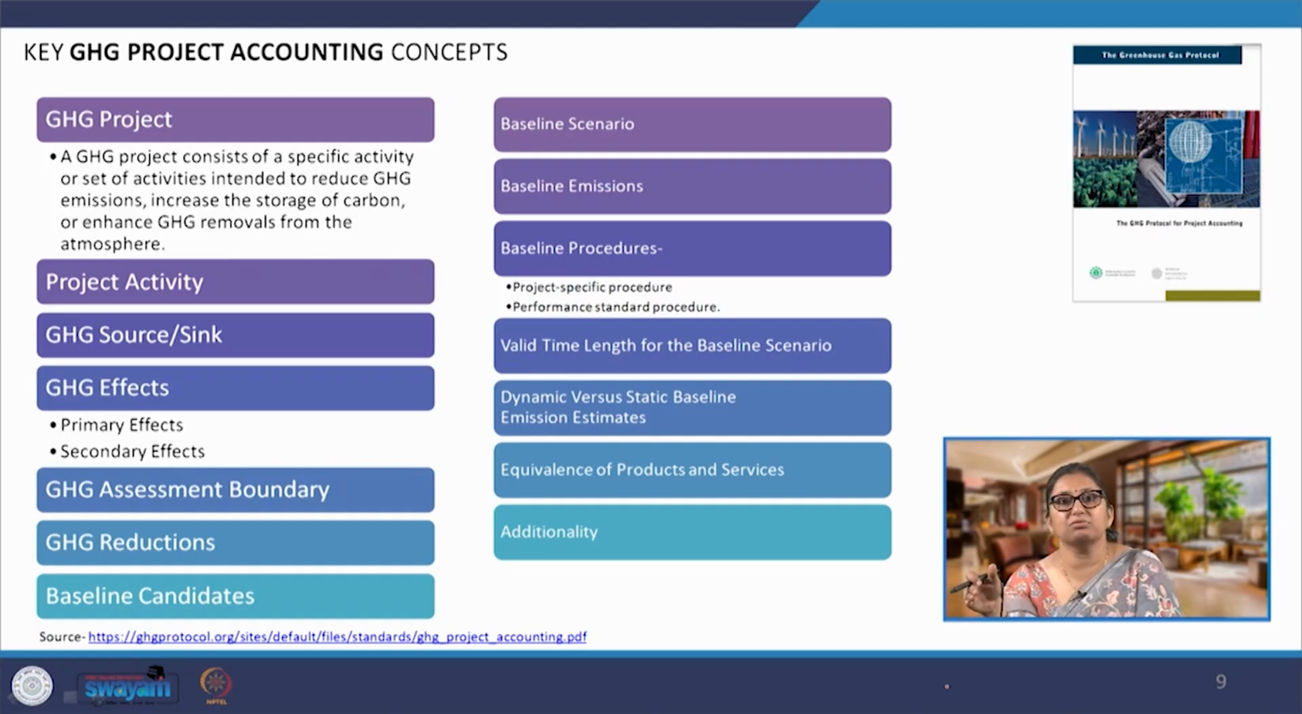If we start to reduce the emissions, then the baseline has to be shifted further ahead in time to actually set realistic goals. So, the validity period of this baseline scenario also has to be discussed properly, scientifically, and decided, put in place. Then we also have to look at dynamic versus static baseline emission estimates. So, sometimes we can just have a static baseline and have a validity of time for this baseline scenario to remain valid.